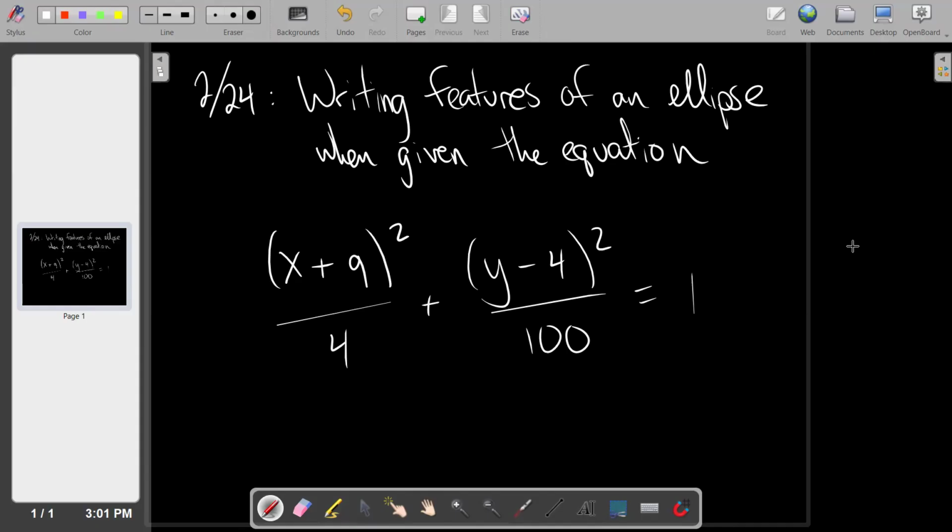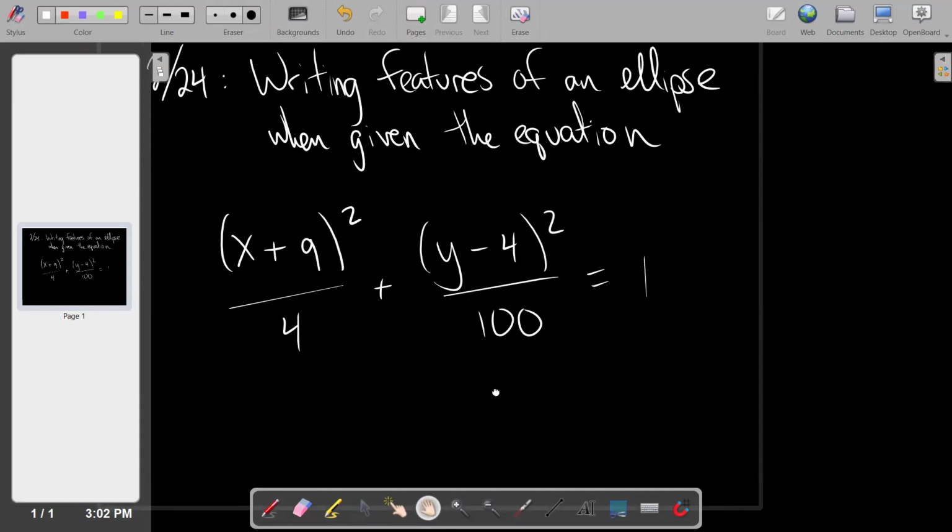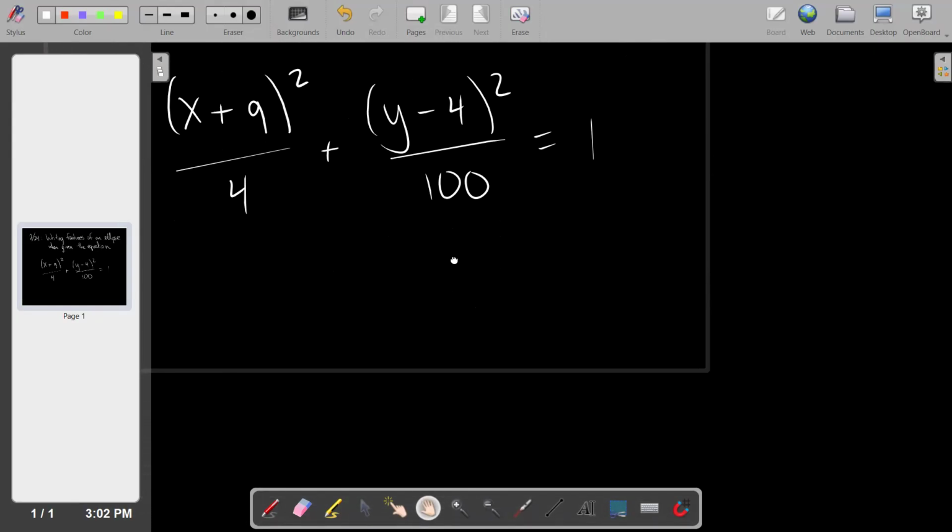So talk to me about it. Let's touch base and see where we are with our understanding. Give me anything you know about the ellipse. We can deduce the center from it. The center is what? Negative 9, 4. Absolutely. I feel like that's worth writing down. That's usually going to be at the top of my list.